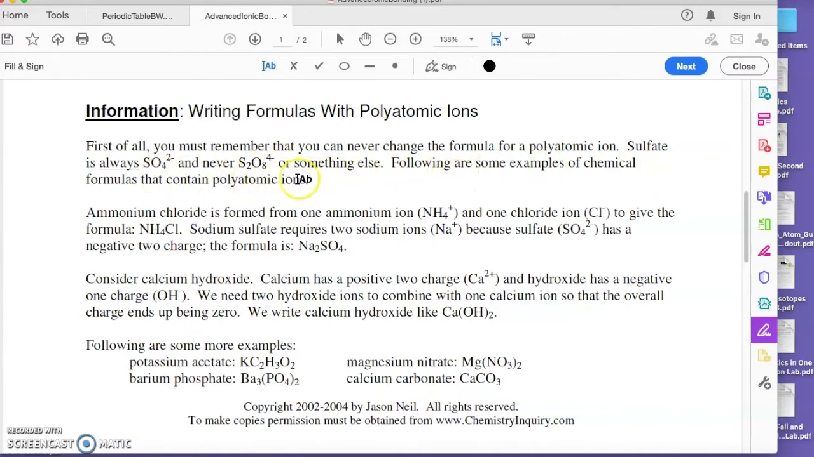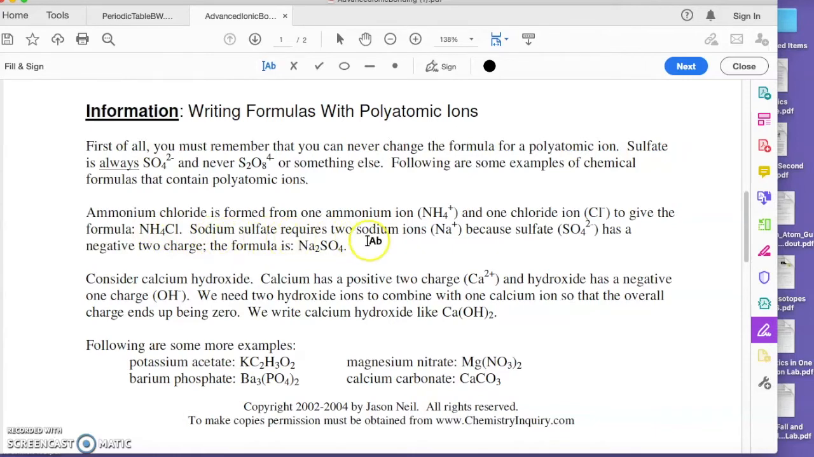So here's some examples of chemical formulas that contain polyatomic ions. Ammonium chloride is formed when 1 ammonium, NH4 positive, and 1 chloride ion make a formula. So 1 positive, 1 negative, it's a 1-to-1 ratio. It's just NH4Cl, ammonium and chloride.